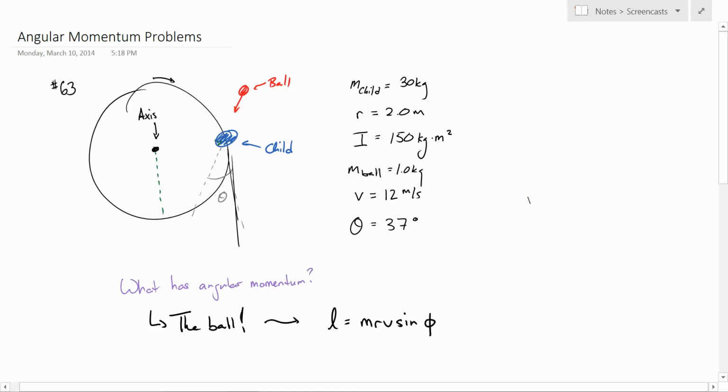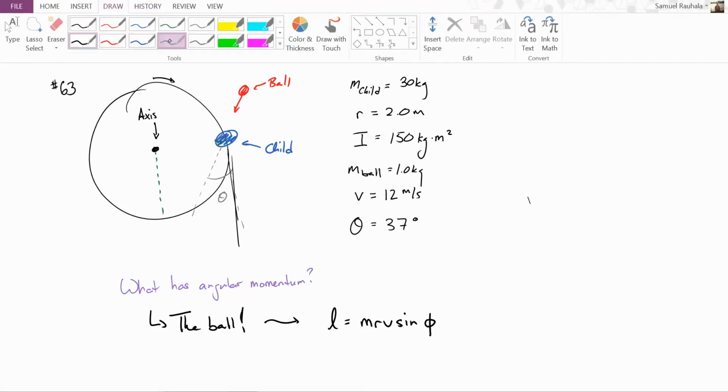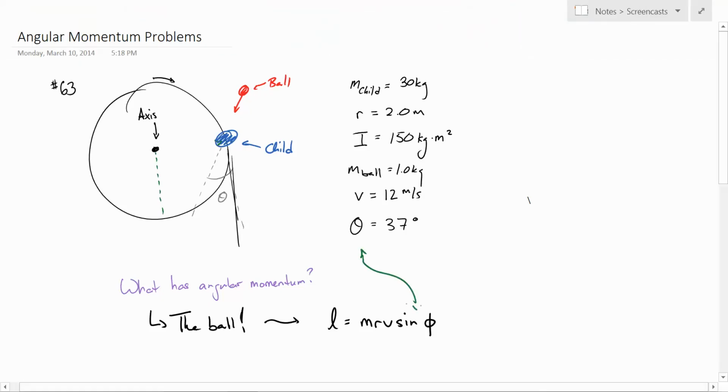And I'm going to use sine phi because the question we have to ask ourselves as we're looking at this problem is, these two angles, are these the same angle? I'm going to blow the spoiler horn here and say no, they're not.